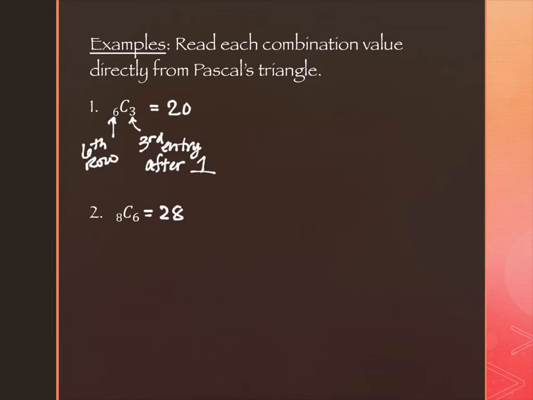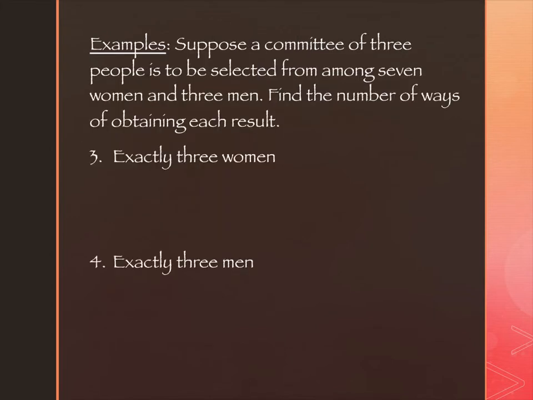All right, so we're going to do an application type problem where the computations will still send us back to Pascal's triangle to find our values. Our example says we're going to have a committee of 3 people. Remember, anytime you see the word committee, it tells you it's a combination. Otherwise we wouldn't be able to use Pascal's triangle. There are no permutation values in Pascal's triangle, only the combination values.